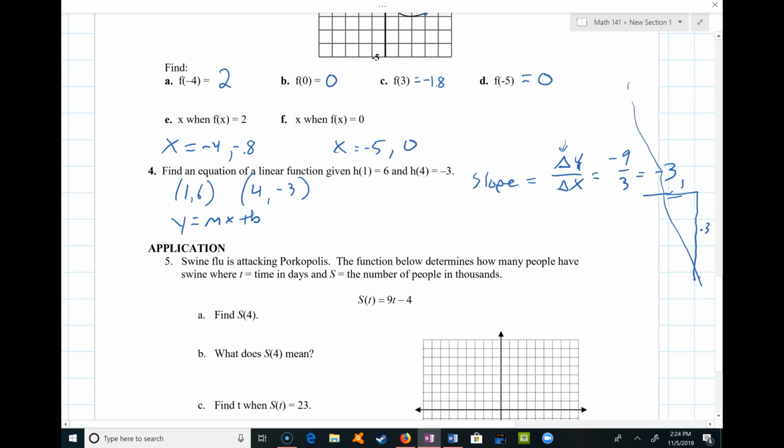So here I'm at 1, 6. If I'm at over 1, up 6, and I go to the left one, that means I go up 3 from there. So the y-intercept is going to be 9. So that would be y equals -3x plus 9.